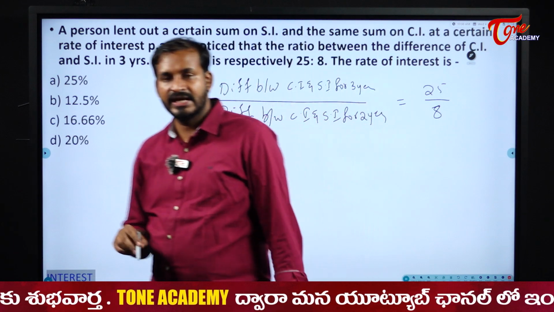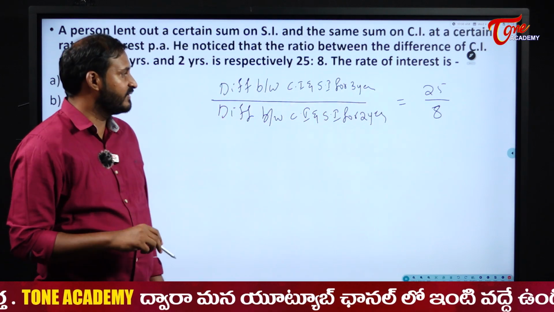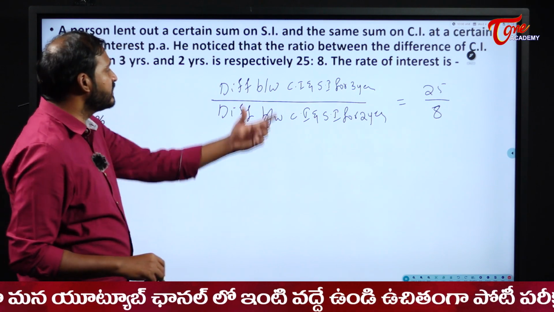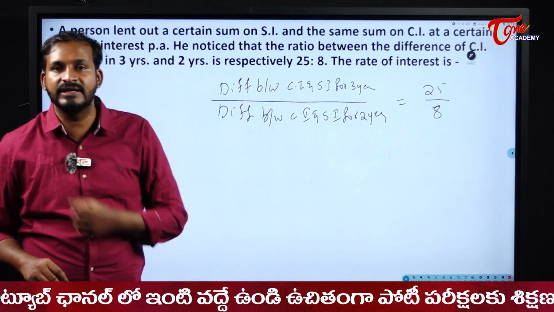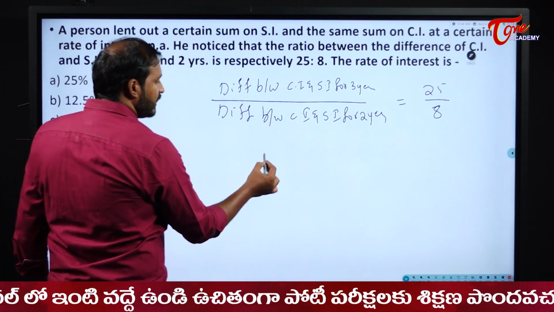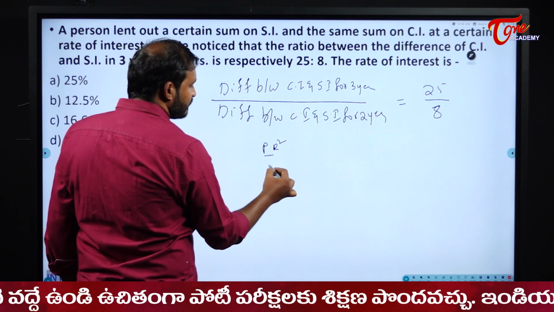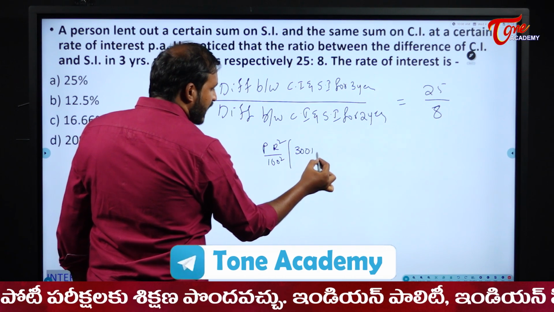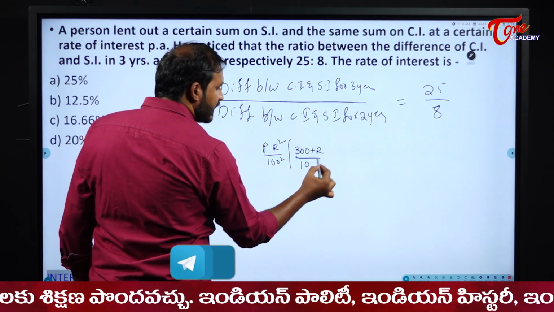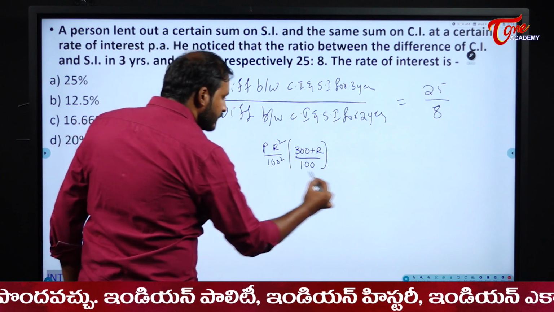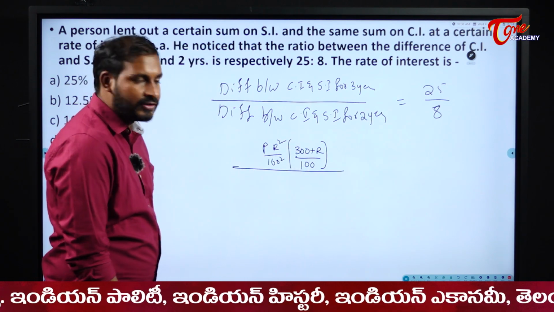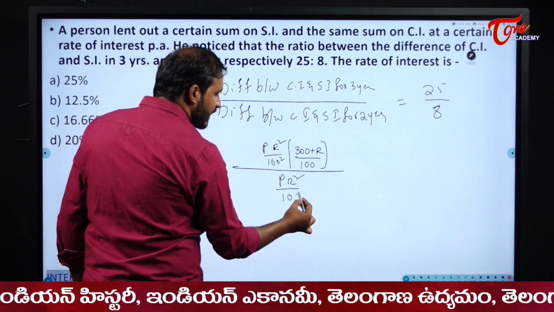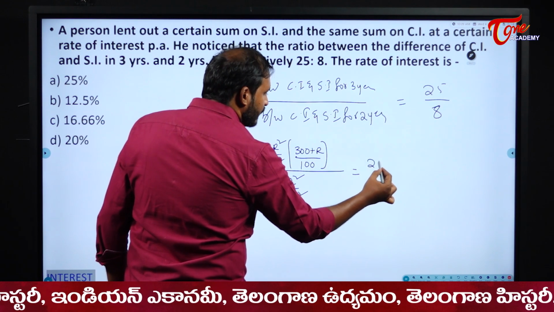The difference between CI and SI for 3 years and the difference between CI and SI for 2 years is 25 by 8. And what is the formula for the difference between CI and SI for 3 years, students? Just now we have written it: PR square by 100 square into 300 plus R by 100, divided by the difference between CI and SI for 2 years, which is PR square by 100 square. This is equal to 25 by 8.